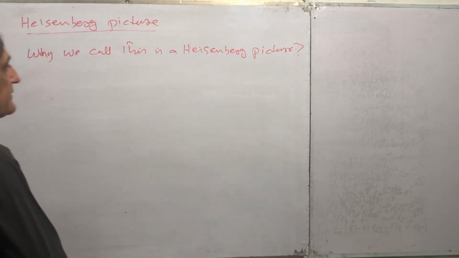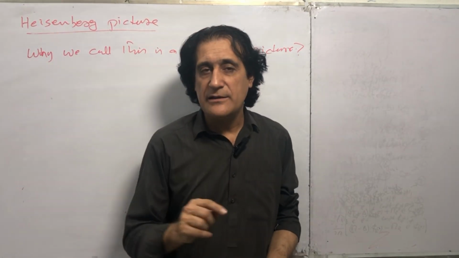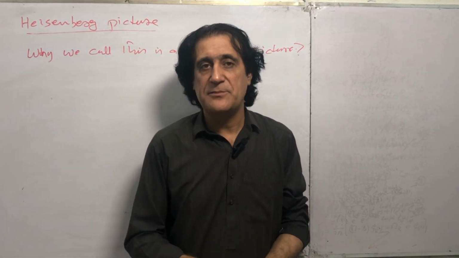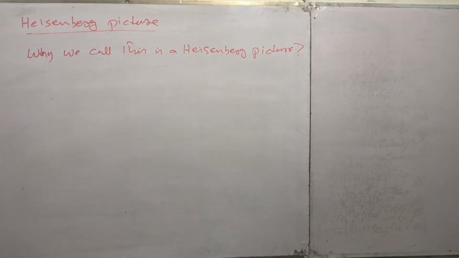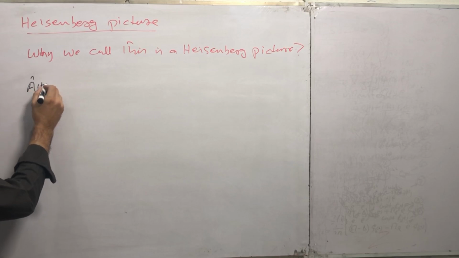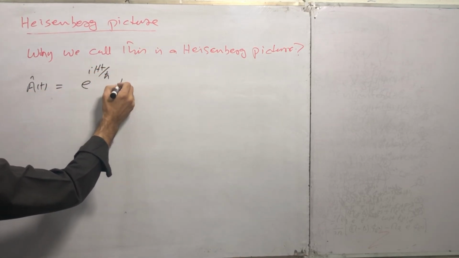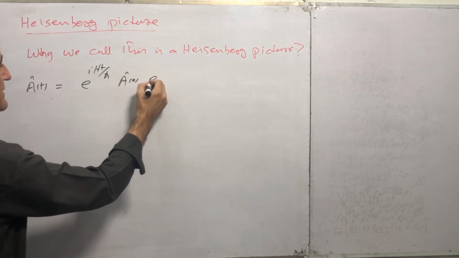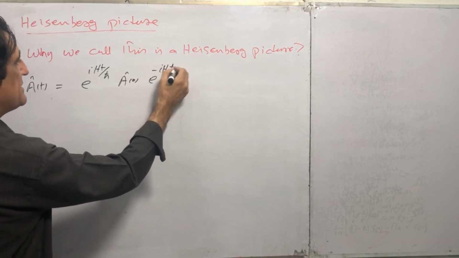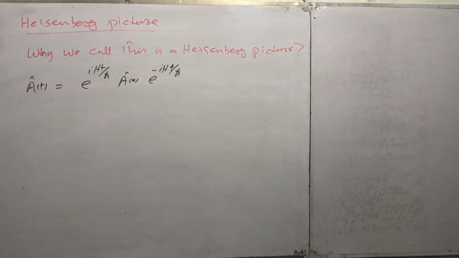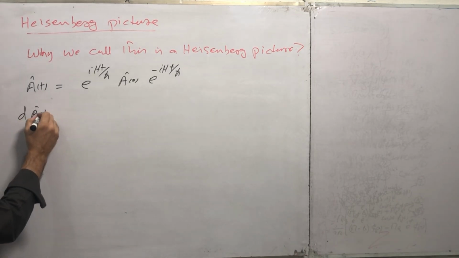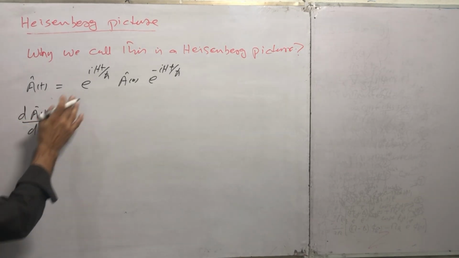Now the question is why we call this a Heisenberg picture. To know about this, we consider an operator which is equal to e to the power iota H t divided by h cut, A of 0, and e to the power minus iota H t divided by h cut. This is the Heisenberg operator, and we differentiate this with respect to t.